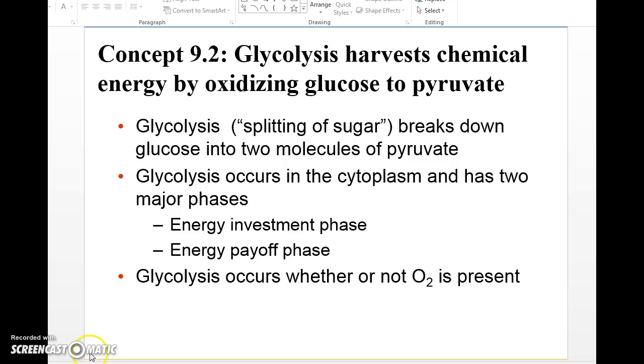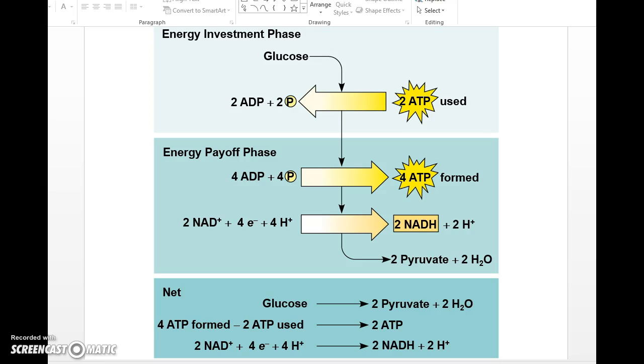You have an energy investment phase and an energy payoff phase. So basically it's almost like a business. So for you to reap benefits or profits from a business, you have to invest in that business initially. So glycolysis is similar. You invest a little bit of ATP, which is the energy in our cells, to get a lot of ATP at the end of the cellular respiration process. So within this process, glycolysis, glucose is forming pyruvate.